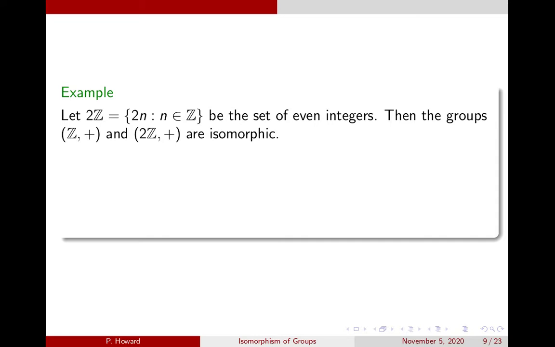Okay, let's try this example. So 2Z is going to represent the set of even integers. I think we've used this notation before. So then the two groups, the integers using ordinary addition and the even integers using ordinary addition, are isomorphic. So when I'm claiming they're isomorphic, what I'm claiming is that there is a function, f, from Z to 2Z, a one-to-one function, which is onto 2Z, for which the isomorphism equation is true.